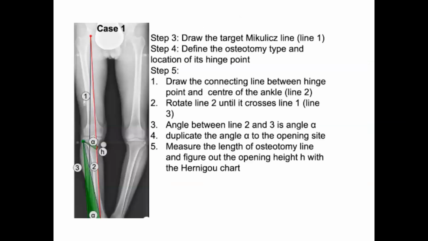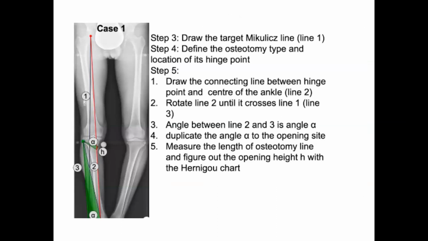So first we have to draw the Mikulicz line and define the osteotomy type and location of the hinge point. Then draw the line connecting the hinge point and the center of the ankle. Then this line should be rotated until it crosses the first line. That is, the first line is the second line. Number 2 represents the line from the ankle to the hinge point.